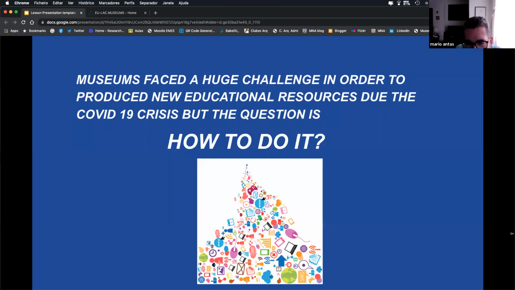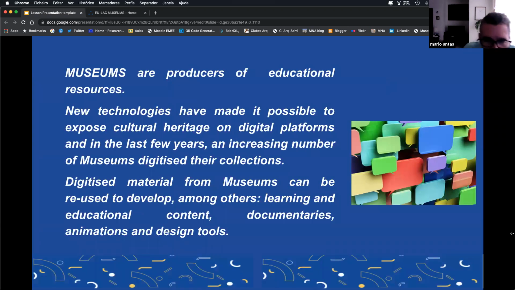And of course, mediators in museums have to produce new educational resources. But the question is, how can we move from one-site mediation using educational resources to online mediation using educational resources in a digital way? And for that, museums had to adapt in a very short time.